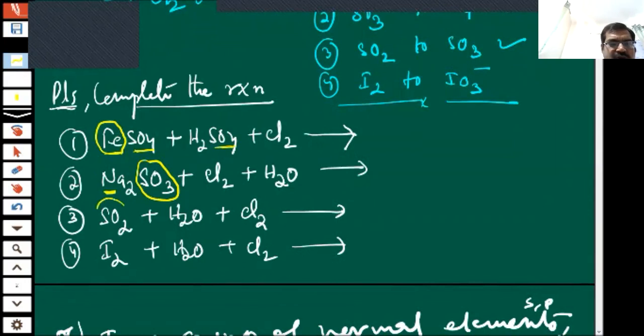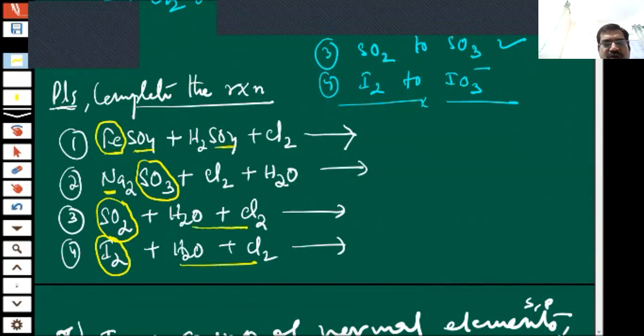You can convert to sulfur dioxide only. You can convert to iodine also. They will give nascent oxygen. Nascent oxygen. Did you understand, children? And accordingly that oxidation will take place.